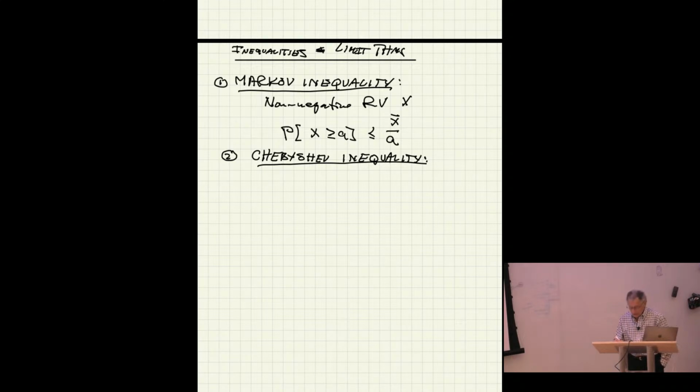Okay. So we're going to talk about variable x with a finite non-zero variance.